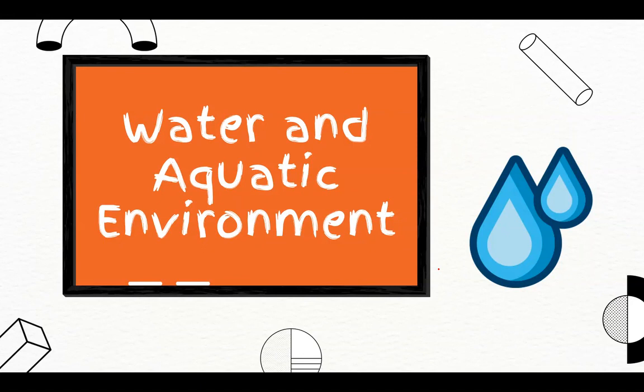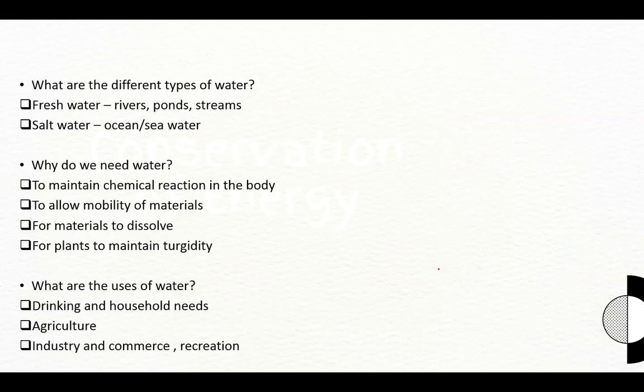So, water and the aquatic environment. What are the different types of water we have? We have fresh water and salt water. Fresh water would be like the rivers, ponds, and streams, and the salt water would be, of course, the ocean or seawater we're talking about.